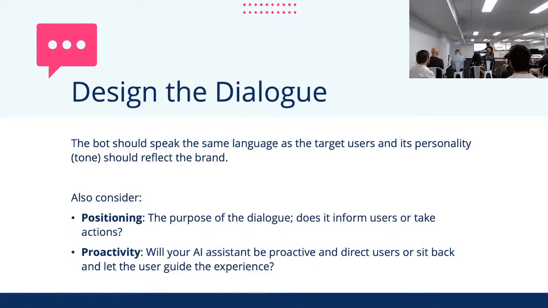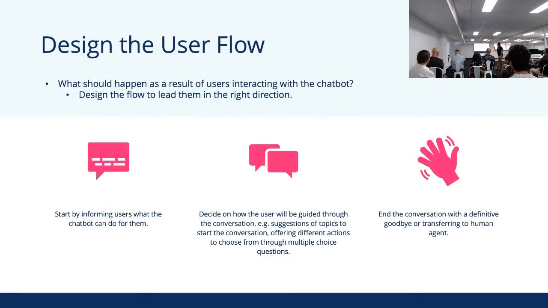Okay, so designing user flow. As part of the dialogue flow, you're saying what should happen as a result of users interacting with the chatbot, so you design the flow to lead them in the right direction. And this is where I was saying about grabbing information, so you can slice out the information and actually enter the specific data into your downstream system.